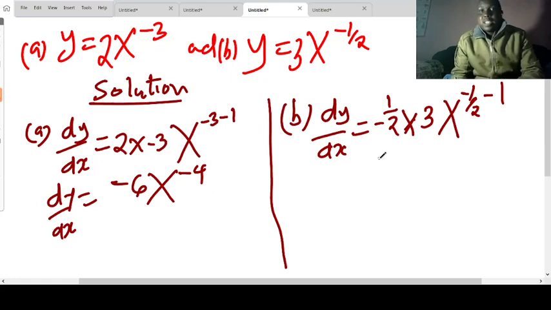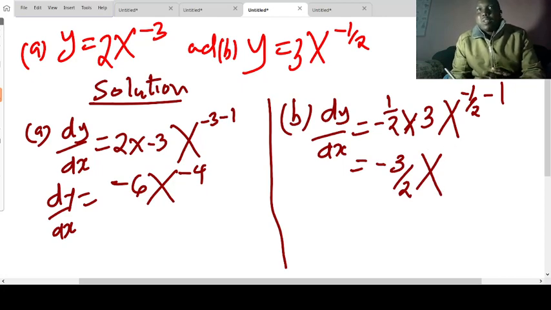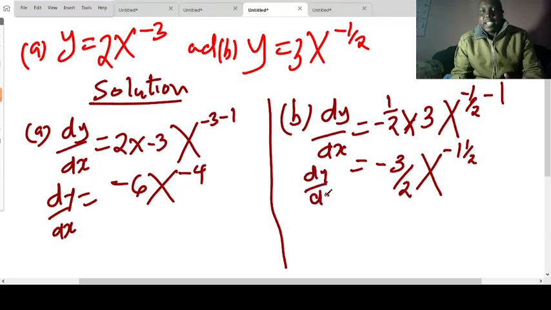It remains. Take your calculator, press negative 1 over 2 times 3. You will realize that the answer is negative 3 over 2. And then x, negative half minus 1. The answer should be negative 1.5, so negative 1 and 1 over 2. As simple as that. What we have here is the gradient function, dy over dx. The gradient function. We are moving very well.